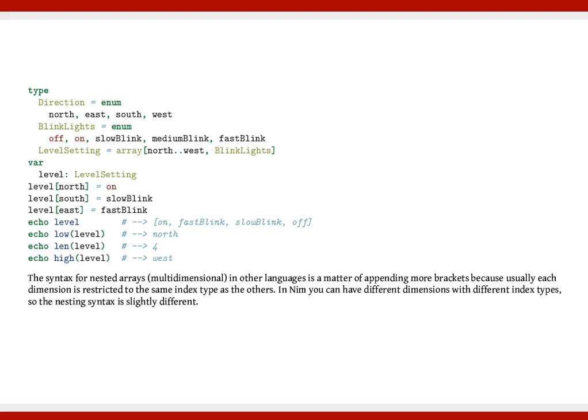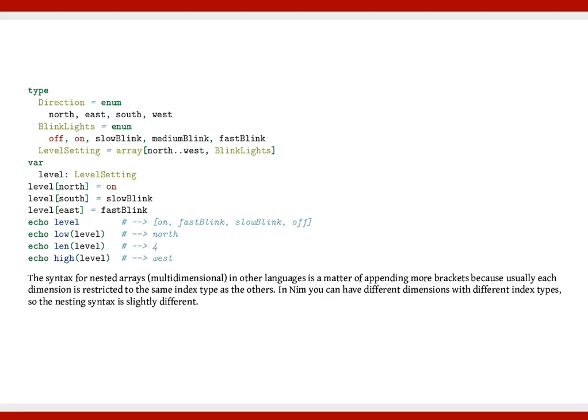type Direction = enum north, east, south, west; BlinkLights = enum off, on, slowBlink, mediumBlink, fastBlink; LevelSetting = array[north..west, BlinkLights]. var level: LevelSetting; level[north] = on; level[south] = slowBlink; level[east] = fastBlink. echo level # [on, fastBlink, slowBlink, off]. echo low(level) # north. echo len(level) # 4. echo high(level) # west.